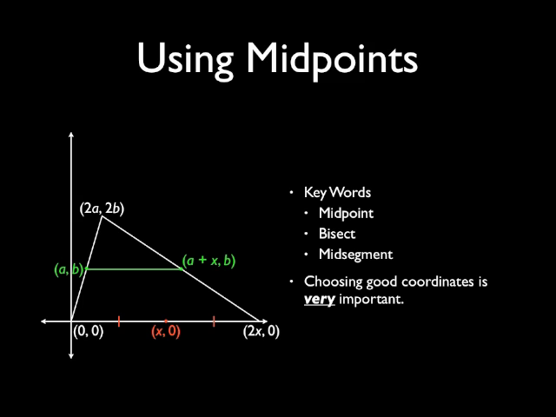So notice that whenever you want to use the word midpoint, or bisect, or midsegment, multiply all of your coordinates by 2 to help eliminate the problem with fractions. So that's an introduction to the basic 4 rules.